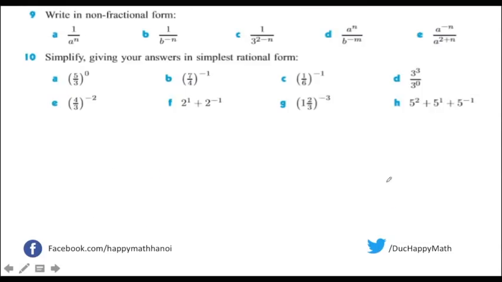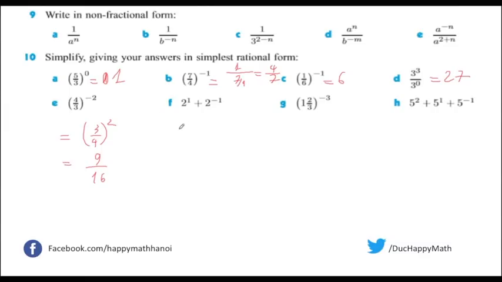Exercise 10. Simplify giving your answer in the simplest rational form. Okay, rational form. I say a is power number of 0, so equal to 1. Change position, this means you have to take 1 over 7 over 4, so it means 4 over 7. 3 to the power 3 over 1 means 27, and this one I have to change the position like 3 over 4 and squared outside, and you have 9 and you have 16 here.